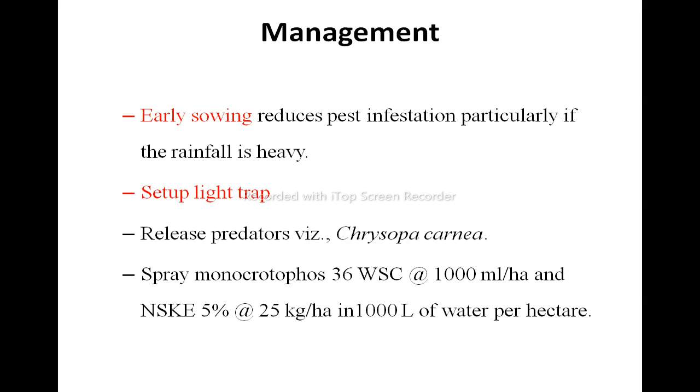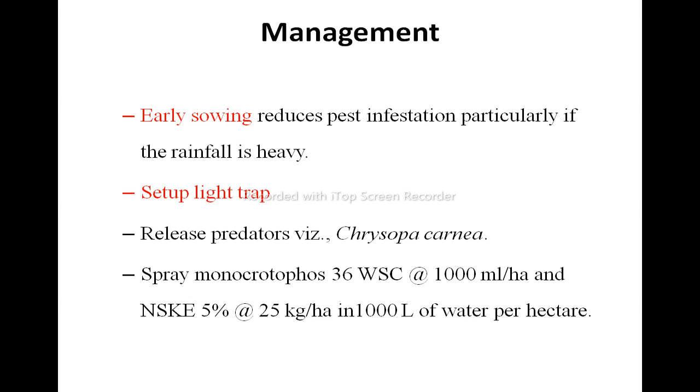Next, management. How can we manage the leafhopper in the cotton? First, we should go for early sowing. Early sowing is the most important practice for the control of the sucking pest. Rainfall is also effective, as when heavy rainfall comes, all the leafhoppers are washed away from the leaf system. For the management of the leafhopper, early sowing is also an important practice.